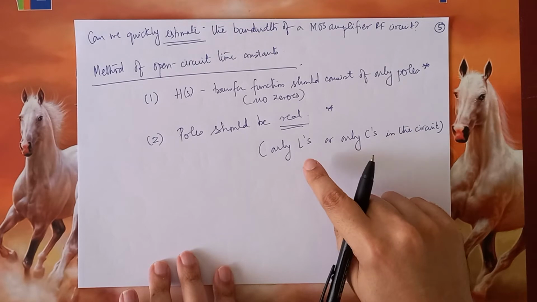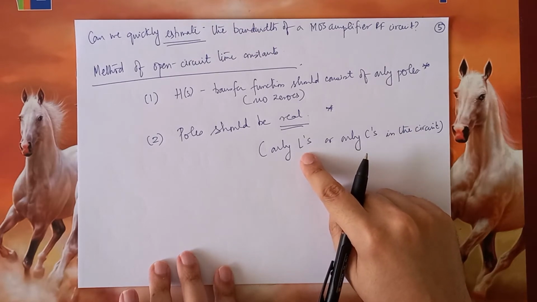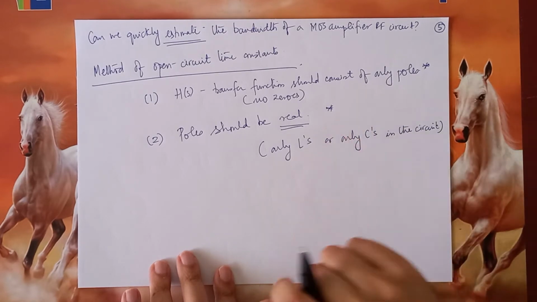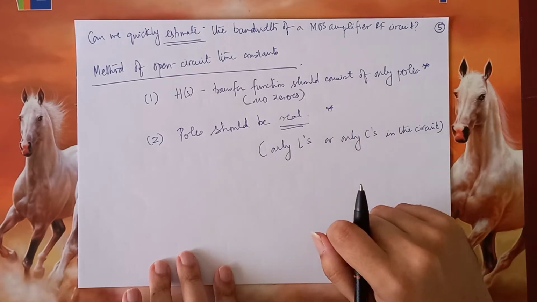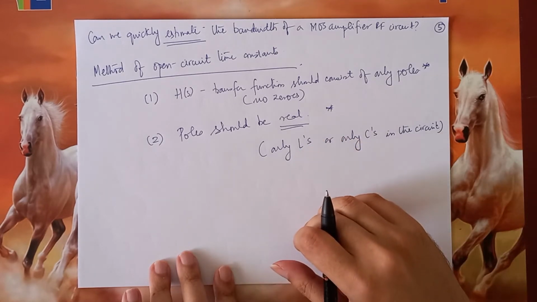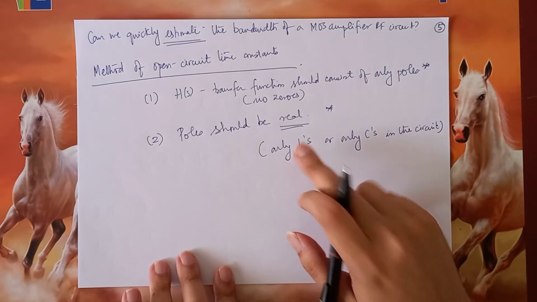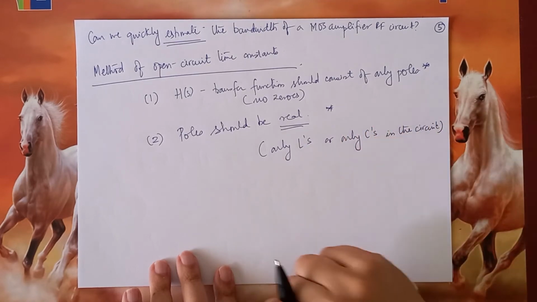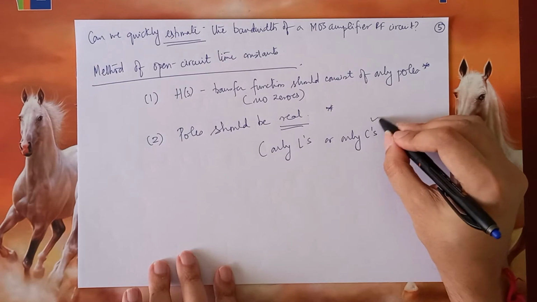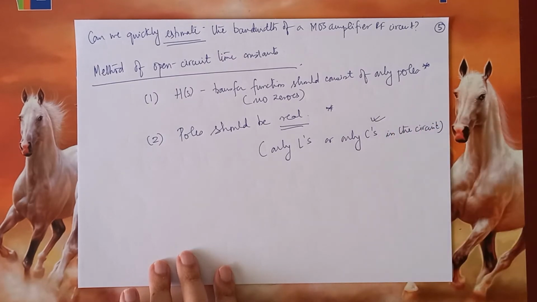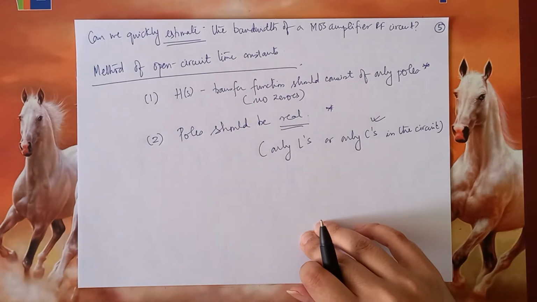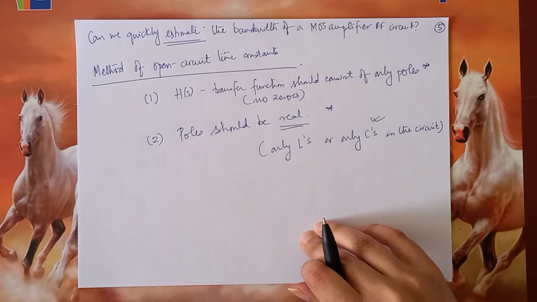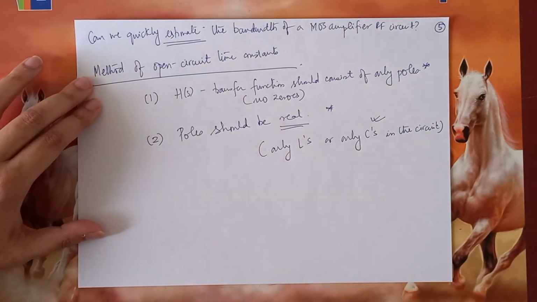One good thing is that in most RF circuits using MOSFETs, the chances of inductors coming in the core part of the circuit are very less. It is majorly capacitive. So this one is achievable. Now let us see how to work with this.